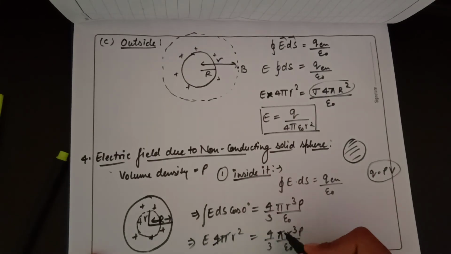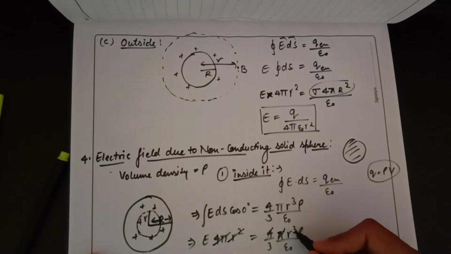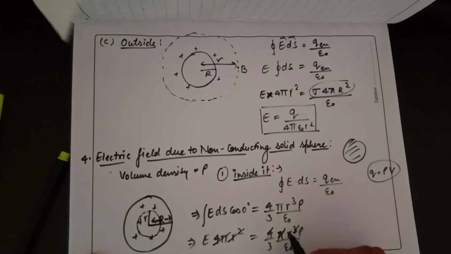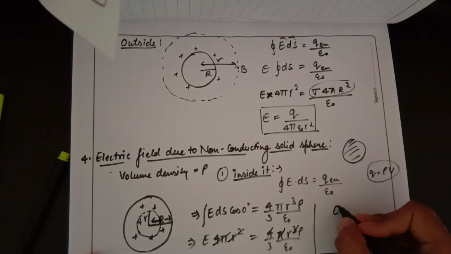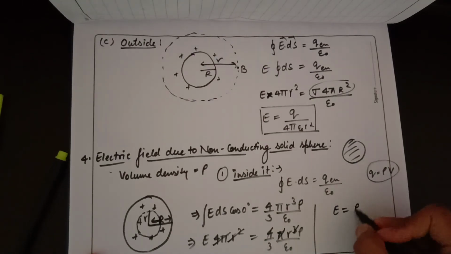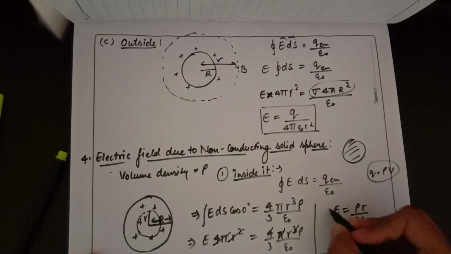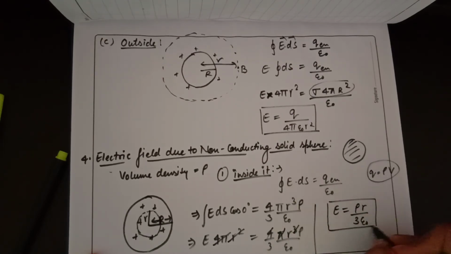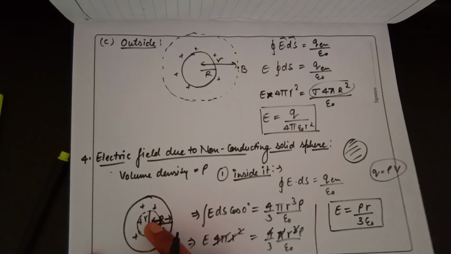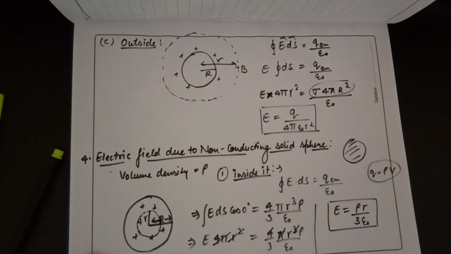4 pi gets cancelled by this 4 pi. One r square is cancelled out with r cube, and one r remains here. So I get E as rho into r divided by 3 epsilon naught. This will be the electric field inside a non-conducting solid sphere.